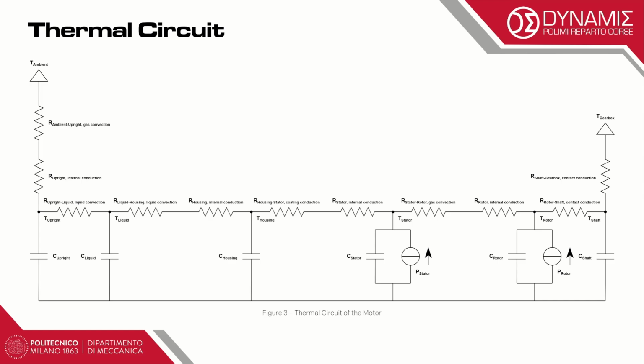The motor mainly cools down by transferring its heat to the liquid water flow pumped across the channels. At both ends, we have the grounds, which are the gearbox where the shaft is mounted, and the ambient which surrounds the upright. And with these grounds, we prevent any inaccurate accumulation of temperature inside the components.